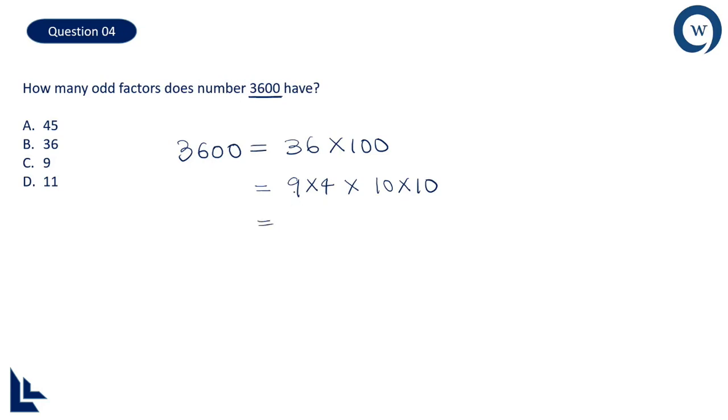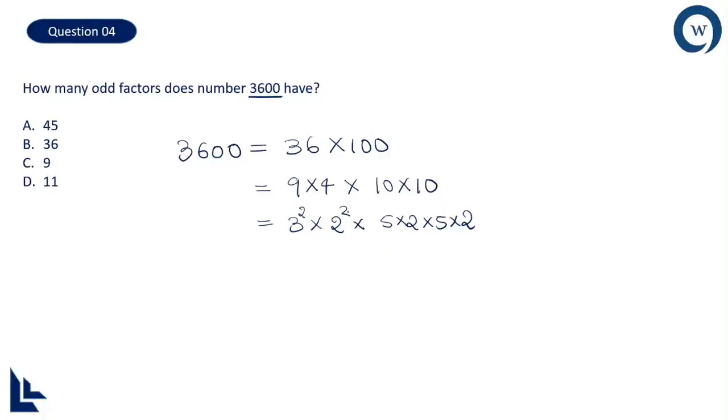Now, you know all these values are not prime numbers, so I'll have to convert them until I get prime numbers, right? So 9 can be written as 3 into 3, which gives me 3 square. Now it is a prime number. 4 can be written as 2 square. Now it is also a prime number. But 10 and 10 are not prime numbers, so I'll convert them into 5 into 2. Okay, 5 into 2. Done.